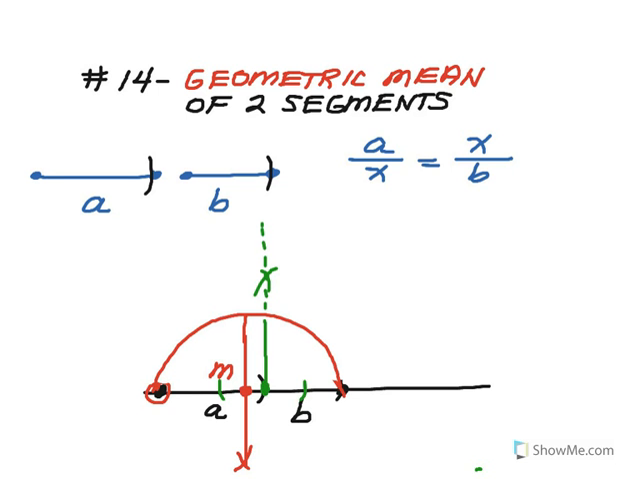It turns out that the length of the green segment where it intersects the top of the semicircle there is X. And that X is the geometric mean between the 2 segment lengths, A and B. So A is to X as X is to B. And that is it.